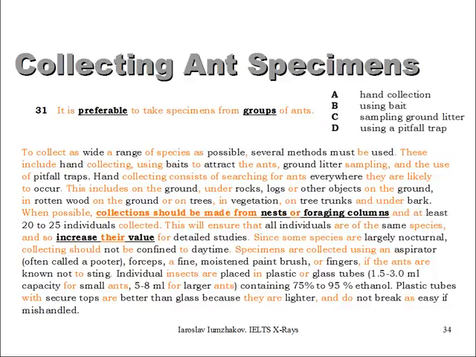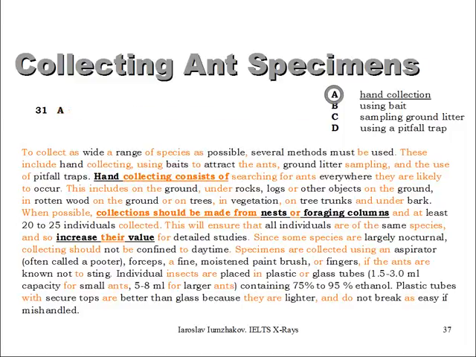So the last thing to do is to get the right letter: A, B, C, or D. A, hand collection; B, using bait; C, sampling ground litter; and D, using a pitfall trap. Can you see it? Well, here it is. In the paragraph we read, hand collecting consists of, and that's it. We understand that it's all about hand collection. So that is the answer. And be aware of what keywords are.